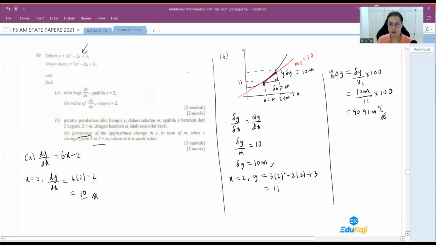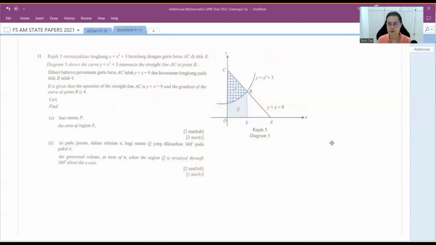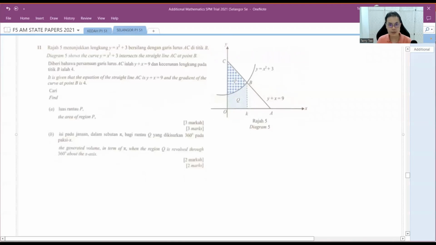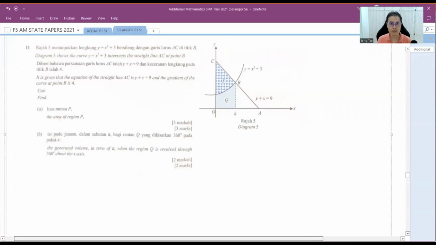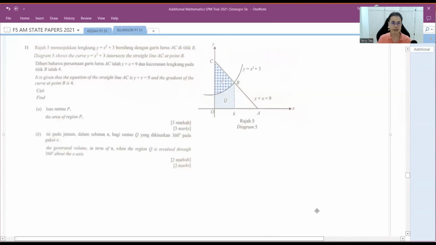Okay, next question is question 11. Okay, so this question is a bit long. Yeah, we have to use differentiation and integration. First of all, the diagram shows the curve y equals x squared plus 3, which intersects AC at point B. The gradient of the curve at B is 4. The equation of straight line AC is given as this. Find the area of the shaded region P.